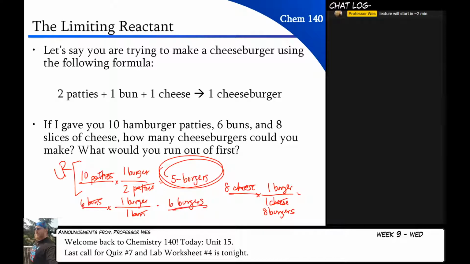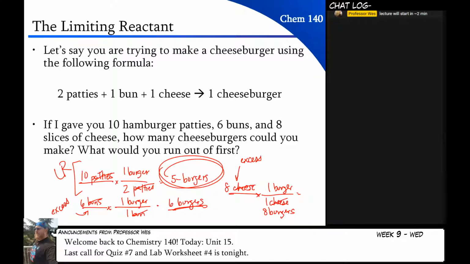The other things made more than the limiting reactant, which means that we had these substances in excess. We had this in excess too. Since I can't just make a burger out of a bun and cheese, those extra things just hang out. They're unused. We ran out of burgers, no reason to serve out the buns and the cheese. We'll wait until we get more hamburger patties.